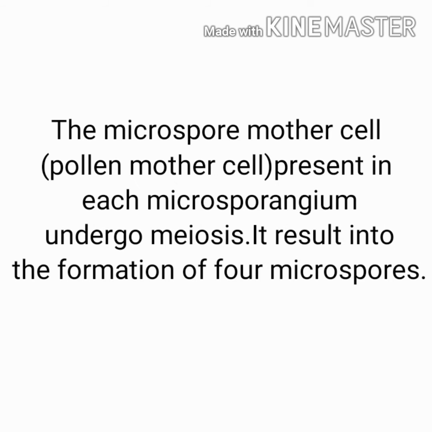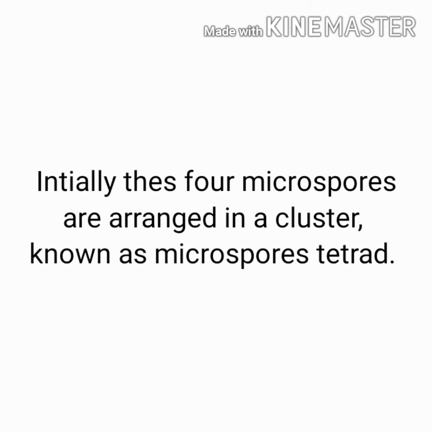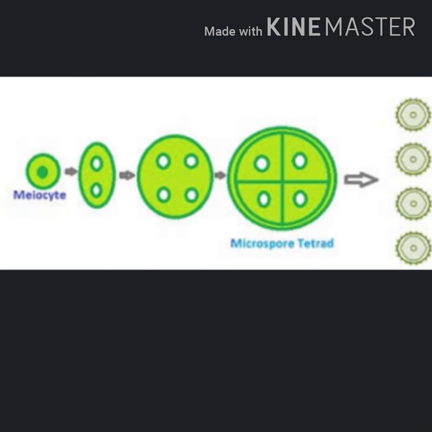The microspore mother cells, otherwise called pollen mother cells, are present in each microsporangium and undergo meiosis, resulting in the formation of 4 microspores. Each microspore mother cell gives rise to 4 microspores. Initially, these 4 microspores are arranged in a cluster known as a microspore tetrad. Later, they separate and each microspore is converted to a pollen grain.